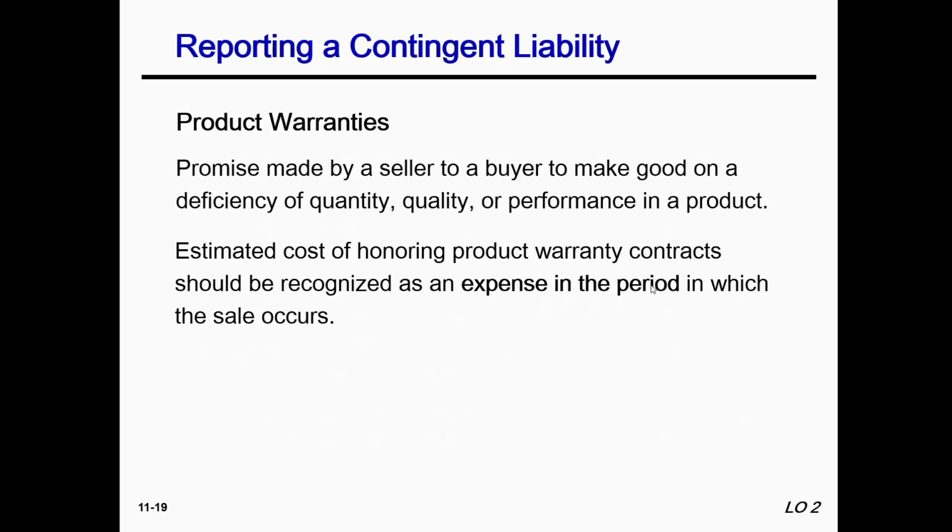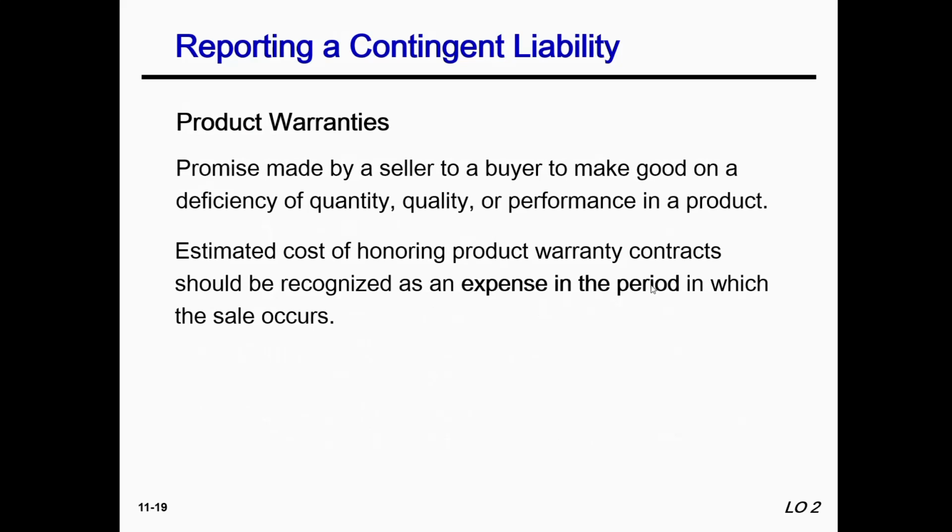There are promises made by the companies or the sellers to the customers or to the buyers to make good on a deficiency of quantity, quality, or performance in the product. Means they say that we will be taking care of it if the product is having a deficiency in quantity, meaning the full quantity you don't receive, or its quality is tampered, or the performance of the product is not as we promised, then we will be taking care of your losses.